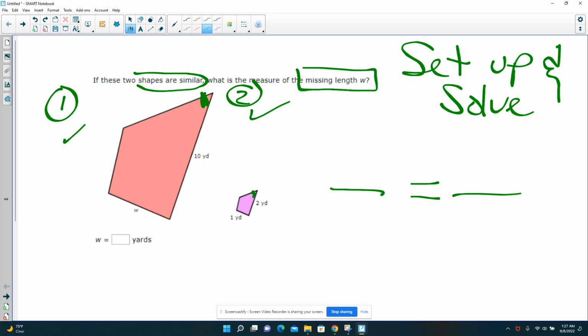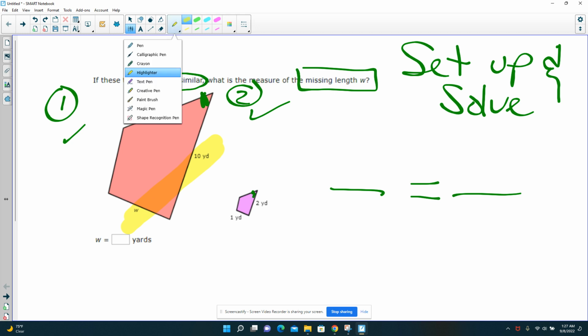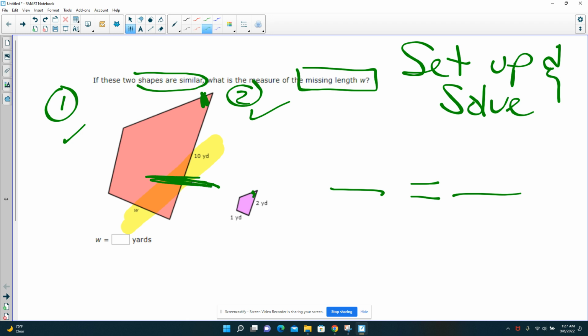What is W? Okay, so there's a very, very simple way to determine this. You can just highlight the 10 and the W. Those will go together. Those need to go together on one ratio. So it's 10 over W. And then the next one, you're gonna highlight this two.